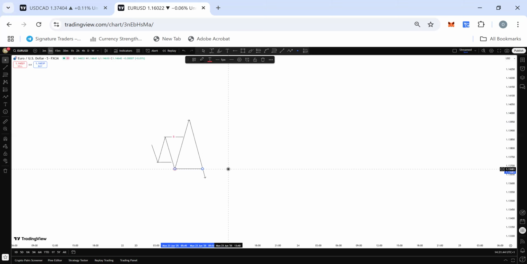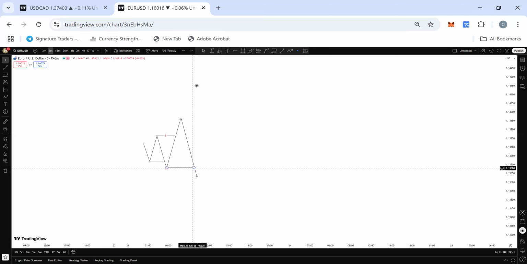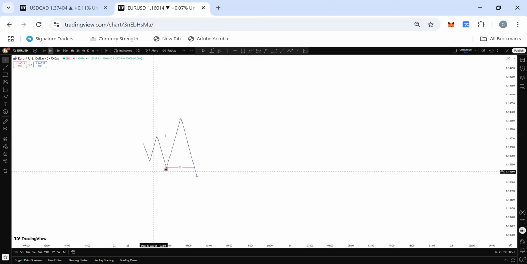Now, know this is not a change of character. This low now is considered to be our inducement. I know many of us have actually been making this mistake. This is not a change of character. Rather, this is an inducement because the market was unable to create any inducement there. So the market uses this low as our inducement.